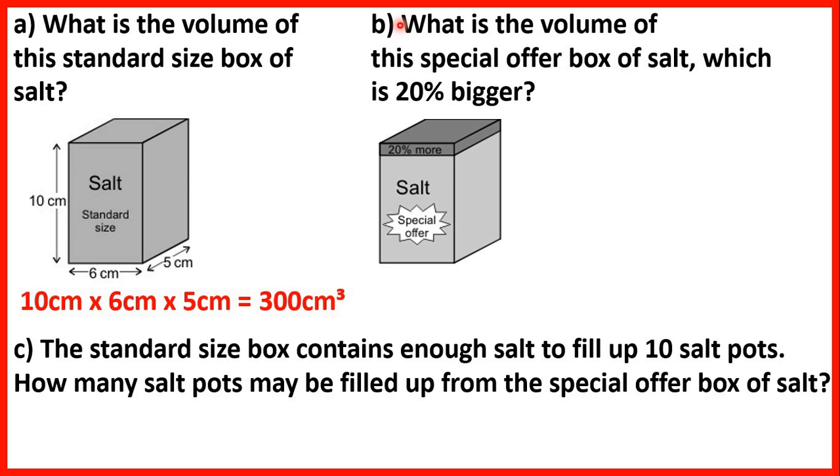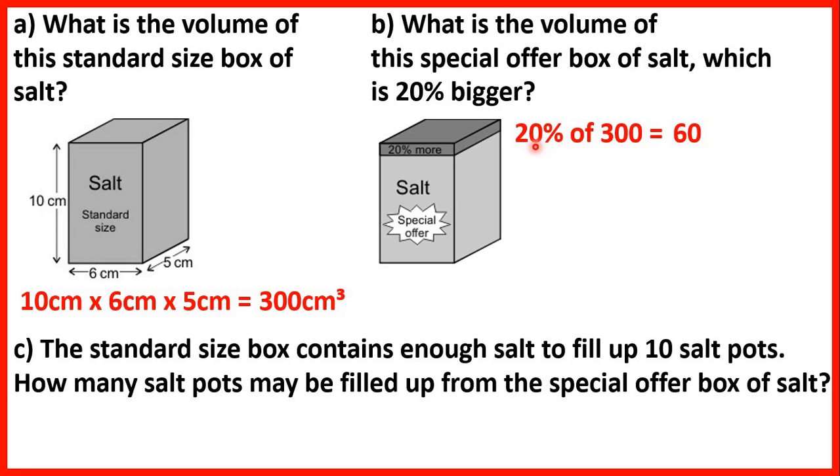Now, what is the volume of this special offer box of salt, which is 20% bigger? So the volume will be 20% more than 300. So we need to find what is 20% of 300. That's 60, and we could either get that by dividing 300 by 100, so that's 3, and then multiplying by 20 to get 60, or we could divide by 10 and times by 2. 300 divided by 10 is 30, so that's 10%, times 2 to get 20% gives us 60.